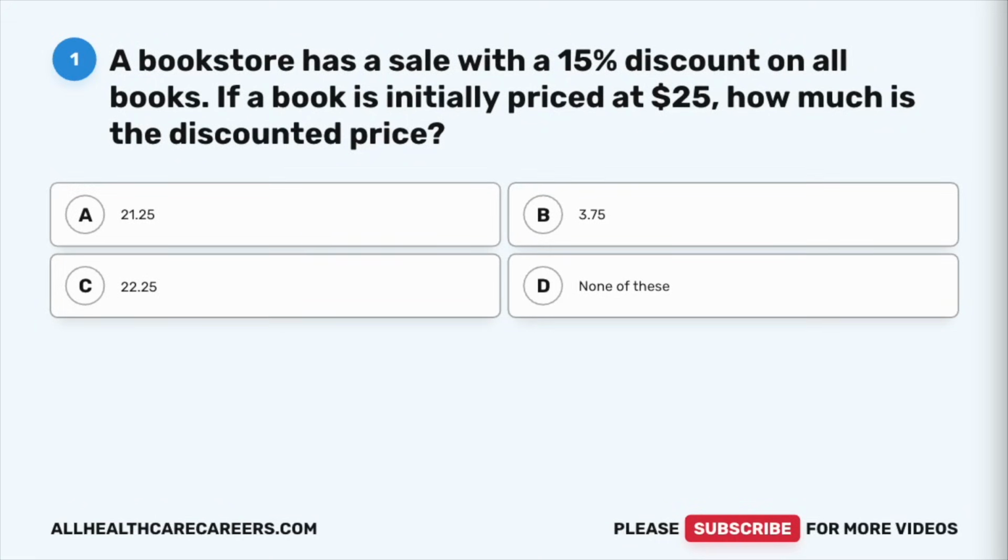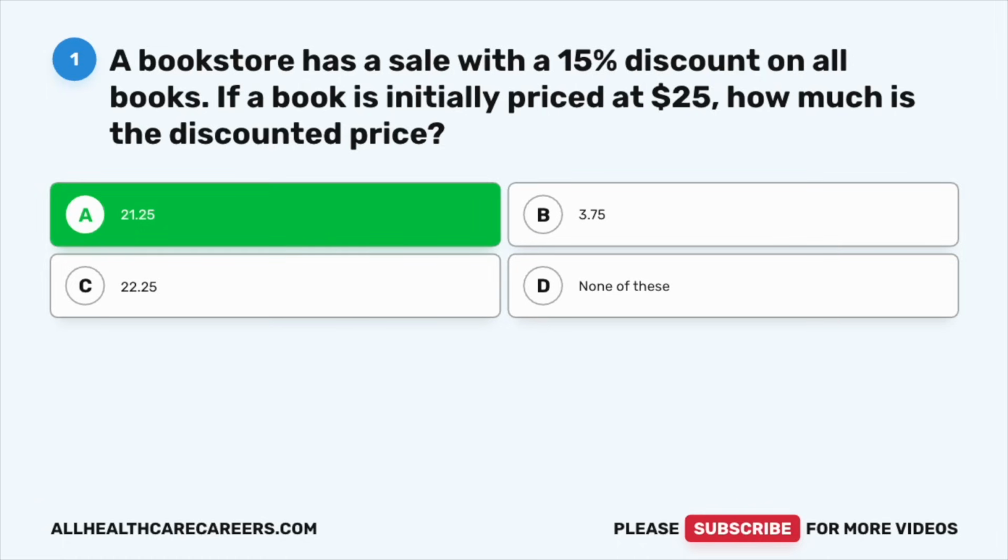Question 1. A bookstore has a sale with a 15% discount on all books. If a book is initially priced at $25, how much is the discounted price? Option A, 21.25. B, 3.75. C, 22.25. D, none of these. The correct answer is A, 21.25.